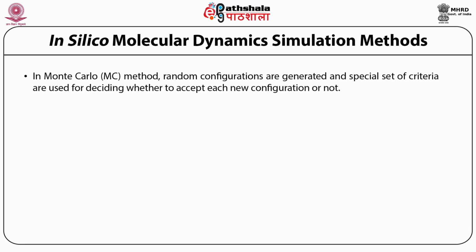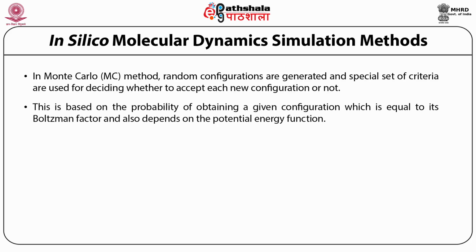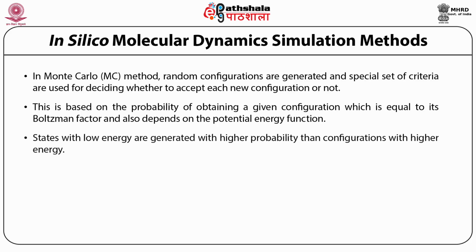In the Monte Carlo method, which we abbreviate as the MC method, random configurations are generated and a special set of criteria are used for deciding whether to accept each new configuration or not. This is based on the probability of obtaining a given configuration, which is equal to its Boltzmann factor and also depends on the potential energy function. States with low energy are generated with higher probability than configurations with higher energy.